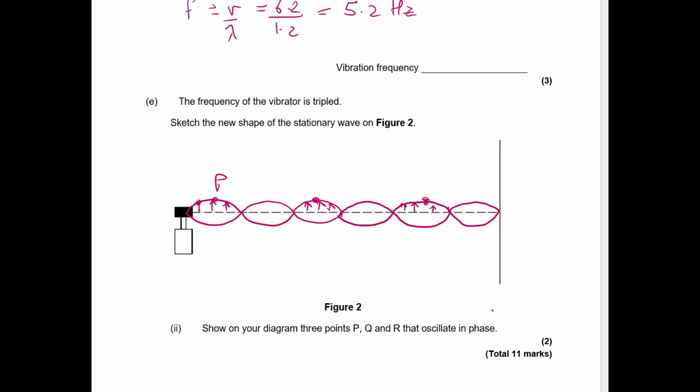So you could call them PQR, or you could have done these 3 points. I'll put P dash, Q dash, R dash, or again, any variations of those. Just remember, adjacent loops are in antiphase. Okay, so that's how you'd answer that.